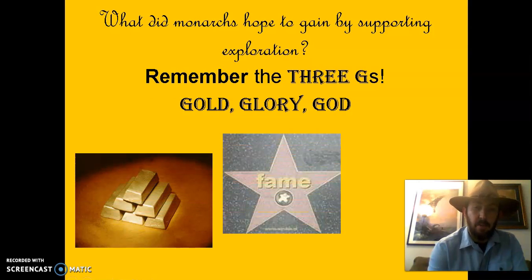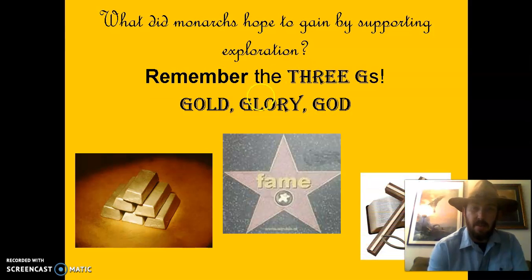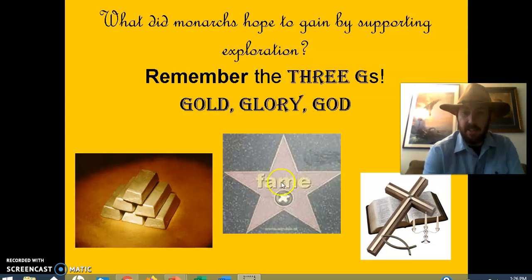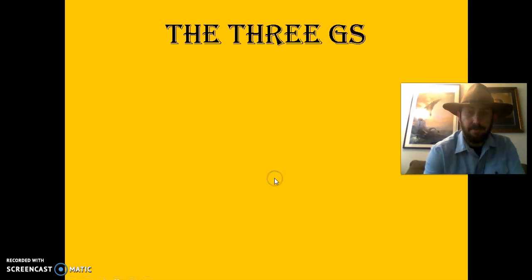Obviously, they wanted to get rich. They wanted to find new places to get rich: gold, glory. They wanted to be famous. The king who sponsored the discovery of whatever place, and God. Obviously, the religious aspect was there, as we talked about.